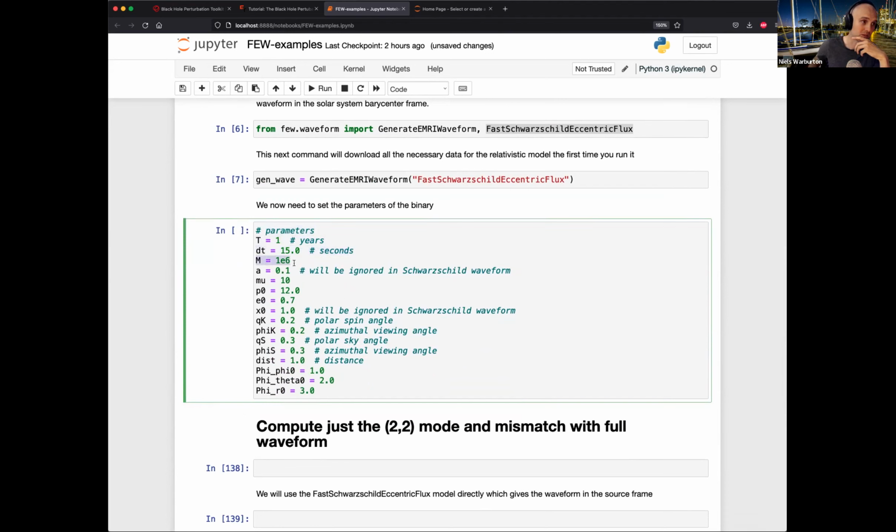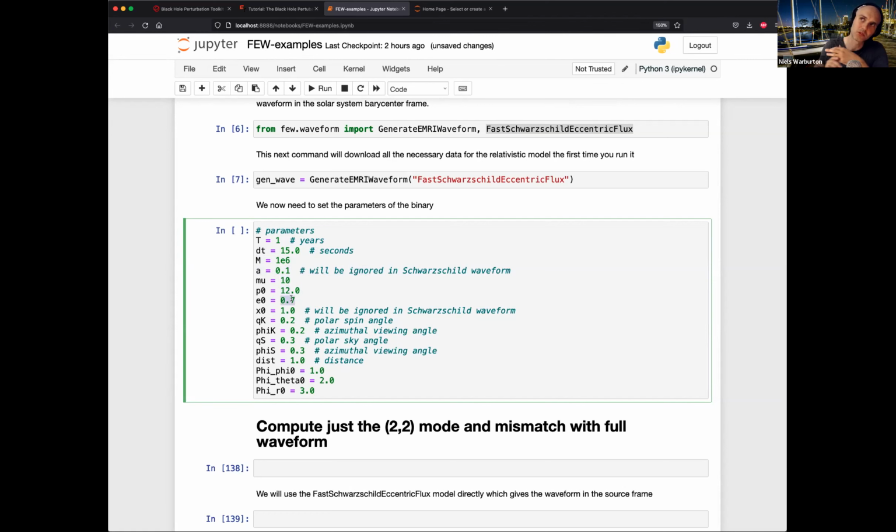We can set the mass of the big black hole in solar masses. We can set the spin. This is actually ignored in Schwarzschild, so it doesn't matter what that is. The model won't take any notice of it. We can set the mass of the small black hole. We can set the initial p, the initial eccentricity.